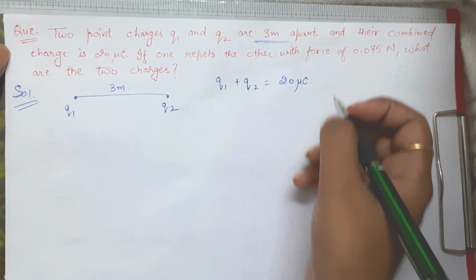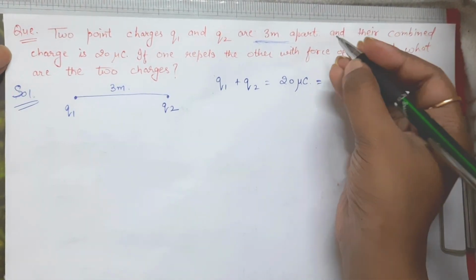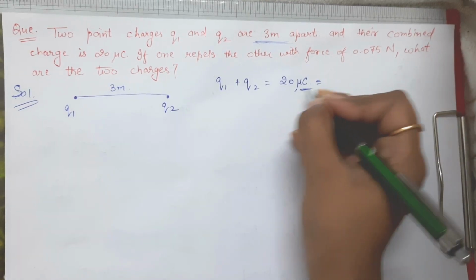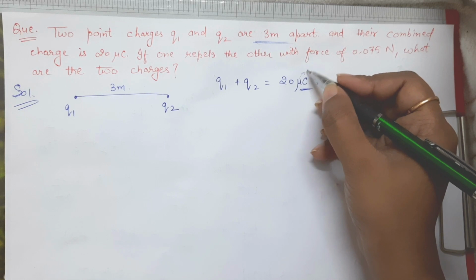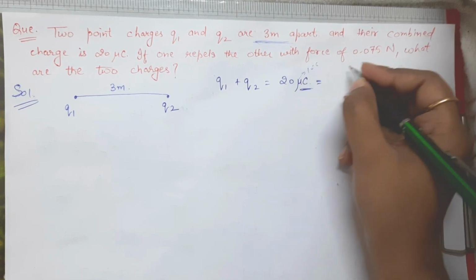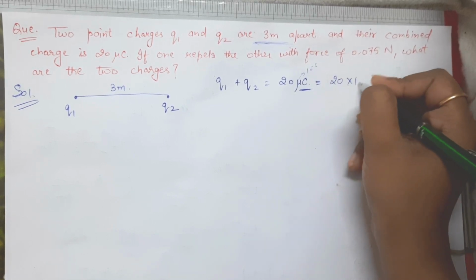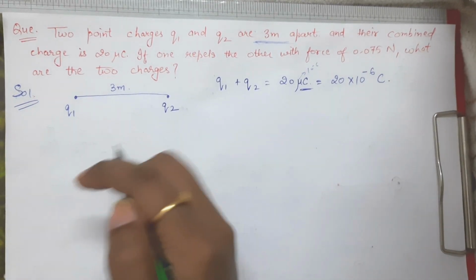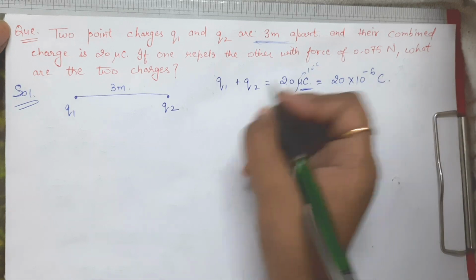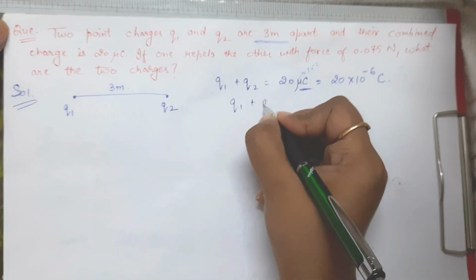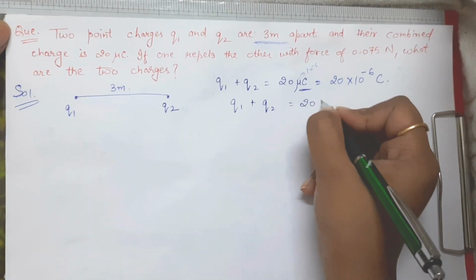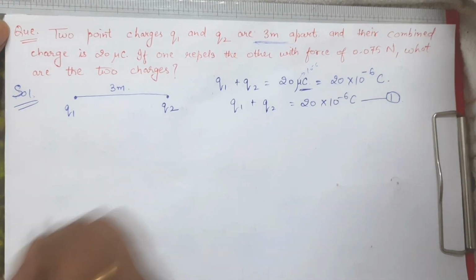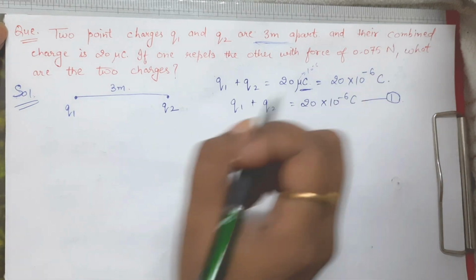So I'm going to change this microcoulomb into coulomb. So standard unit of charge is coulomb, so we are going to change microcoulomb into coulomb. So micro means 10 raised to power minus 6, so 20 microcoulomb will be 20 into 10 raised to power minus 6 coulomb. So this is first thing which is given to us, that is Q1 plus Q2 is equals to 20 into 10 raised to power minus 6 coulomb. Let it be equation 1. This is given in the question.